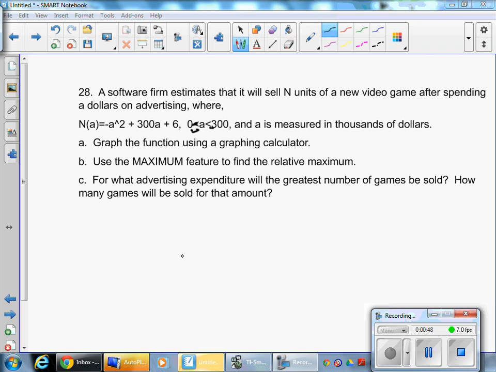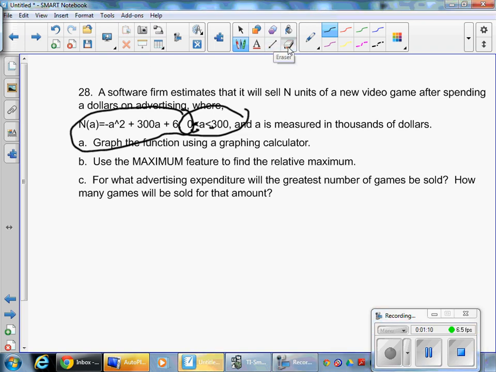Graph the function using a graphing calculator. Use the maximum feature to find the relative maximum. For what advertising expenditure will the greatest number of games be sold, and how many games will be sold for that amount? Okay, so we're going to want to put this in y equals. This is important. This is my domain. My domain goes from 0 to 300, and once I get the function in my calculator, then I can figure out what my range should be.